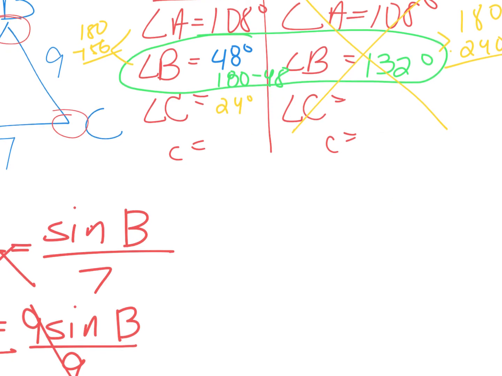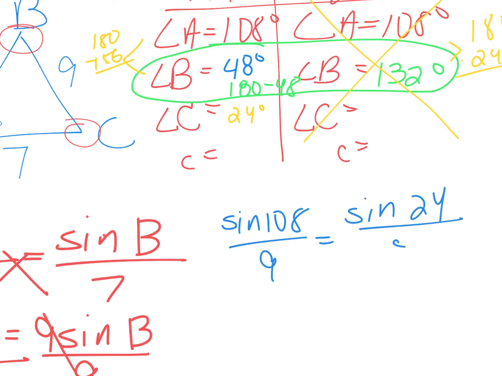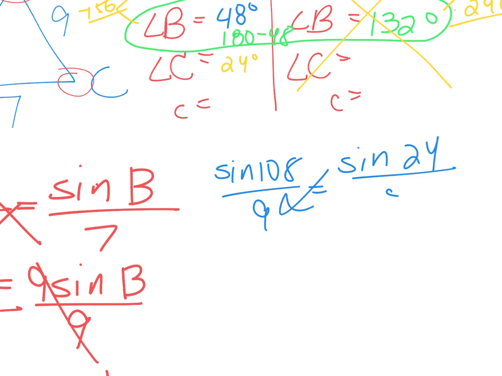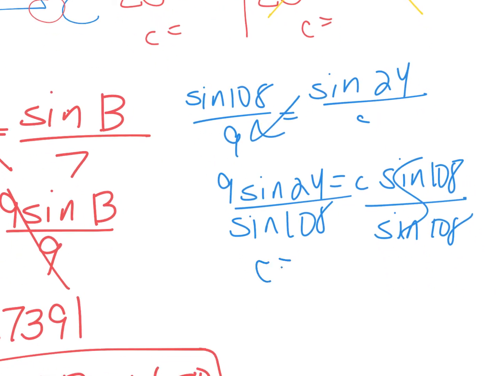So we're going to use our law of sines again. I'm just going to go back to my original. Sine 108 over 9 equals, we found C was 24, so sine 24 over little c. And then what do we do? Cross multiply. 9 times the sine of 24 equals little c times sine 108. Divide by sine 108. And I get little c is about how long? 3.849, something like that.